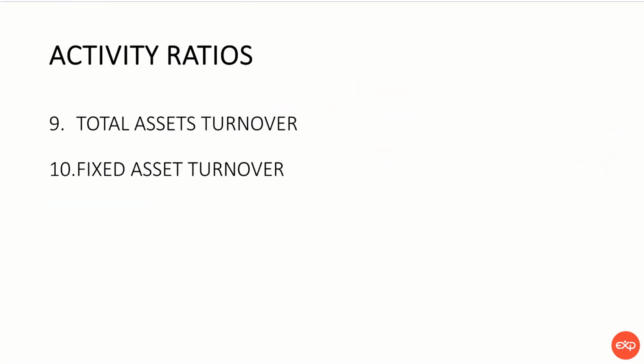So now we've come to the last batch of activity ratios that we're going to cover, and it has 2 additional turnover ratios to cover. But this time, the coverage is actually on total assets or fixed assets. So the first one is total assets turnover, and the next one is fixed assets turnover.